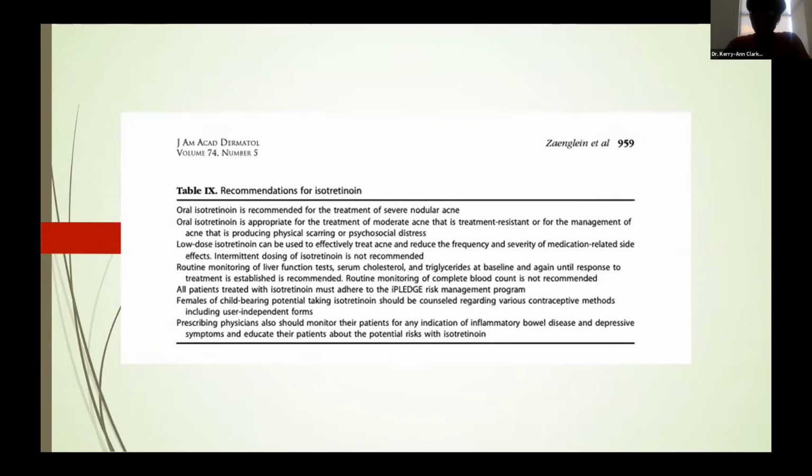These patients who are on isotretinoin need lab monitoring. So you're going to be doing liver function tests, serum cholesterol, and triglycerides. And the recommendations, no, you don't really have to do them as often as they initially recommended. But females of childbearing potential need to be counseled on at least 2 acceptable methods of birth control.